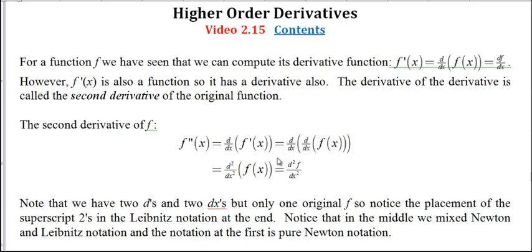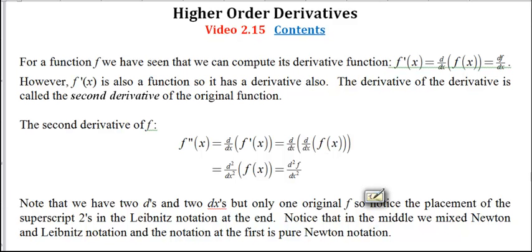However, realize that f prime of x is also a function, so it also has a derivative. The derivative of the derivative is called the second derivative of the original function. So notice the notation that we have here. f double prime of x is one of the notations for the second derivative. And of course that is the derivative of the first derivative, which is the derivative of f.